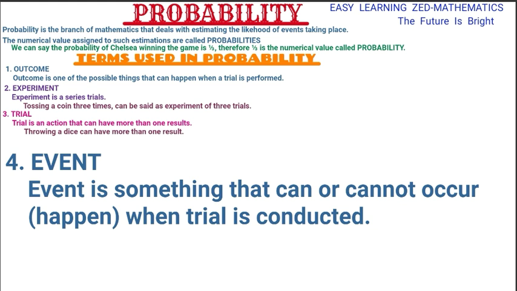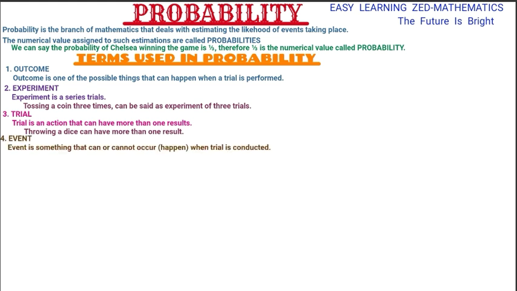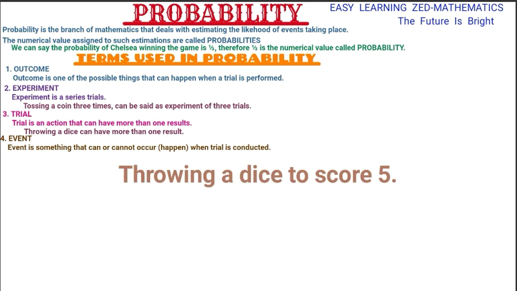So when you hear someone say event in probability, they are saying something that can happen or not happen. Let's say you throw a dice to score 5. We know that a dice has got 6 sides. So when the dice lands, 5 can be on top or cannot be on top, and the probability is 1/6 for you to score 5. So 5 can happen or cannot happen.